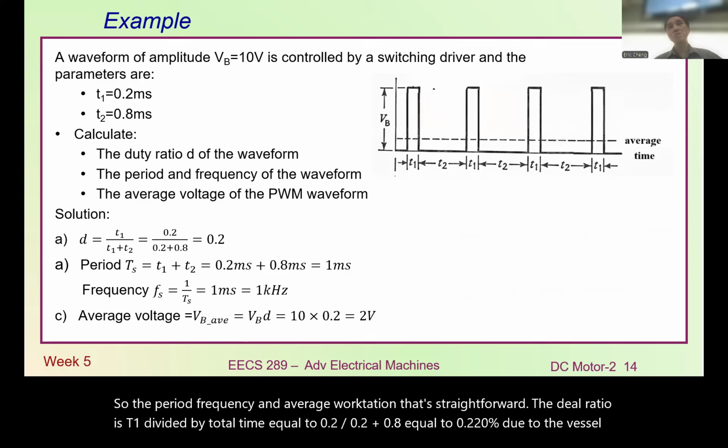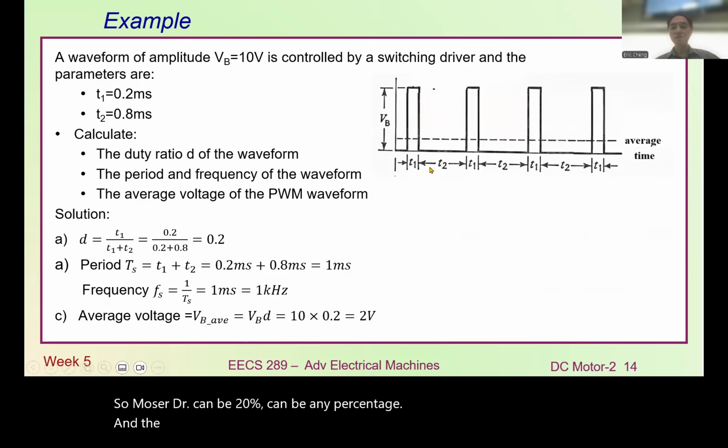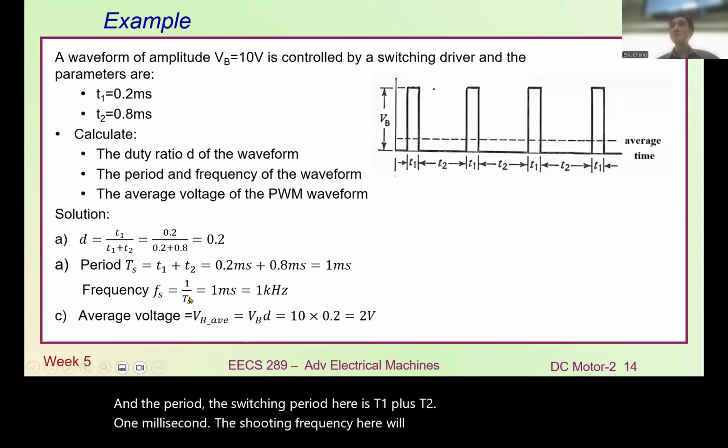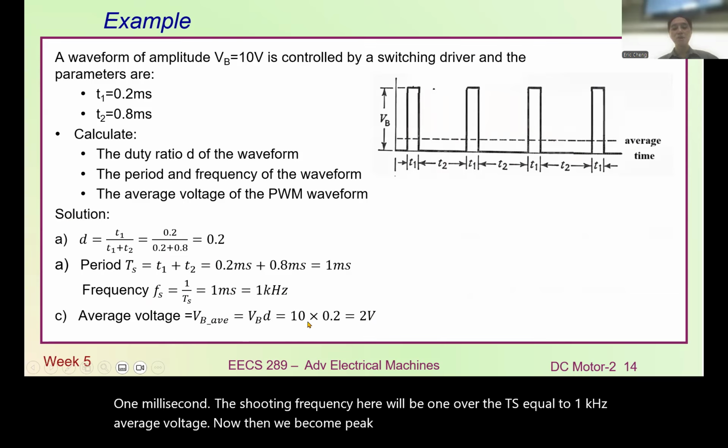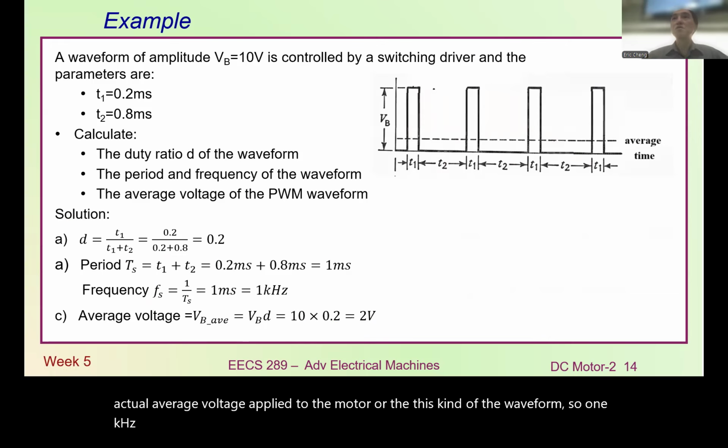So motor drive can be 20%, can be any percentage. And the switching period here is T1 plus T2, equal to 1 millisecond. The switching frequency here will be 1 over Ts, equal to 1 kilohertz. Average voltage: the peak voltage multiplied by 0.2 becomes the actual average voltage applied to the motor for this kind of waveform. So 1 kilohertz is one of the typical frequencies we drive a motor.